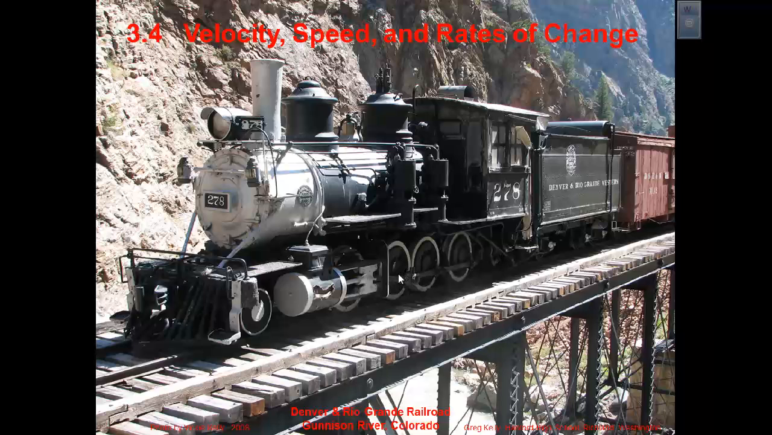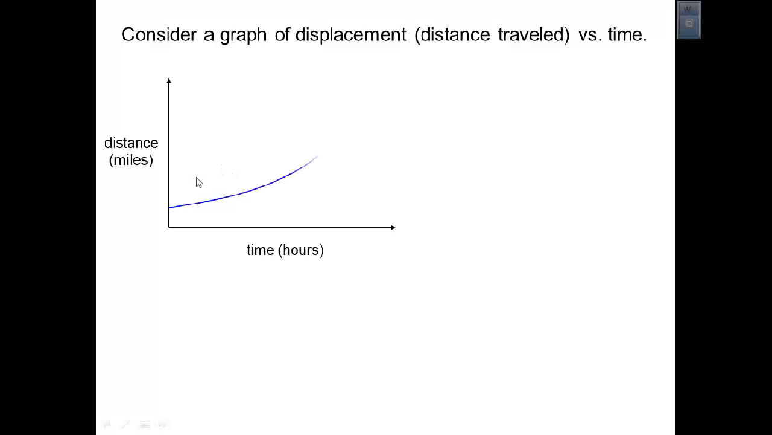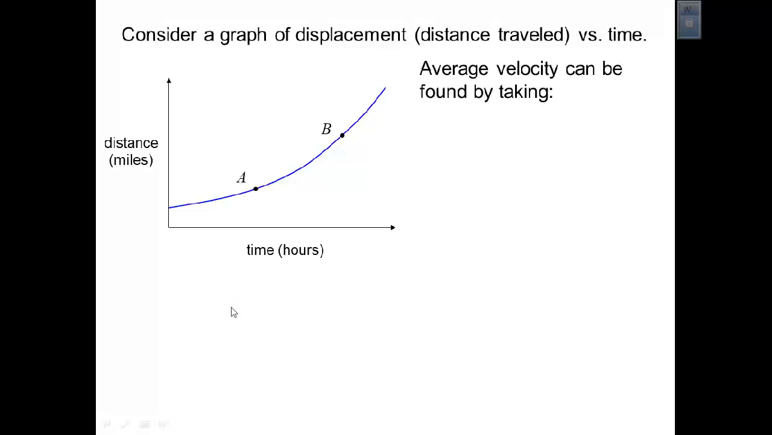All right, so this is section 4 of chapter 3, and it's based off of particle motion. We're going to talk about velocity, speed, and rates of change. Now, consider a graph of displacement, in other words, distance traveled versus time. So the distance we traveled is the y value, and the time is the x value. And we've got A and B, 2 points on this graph.